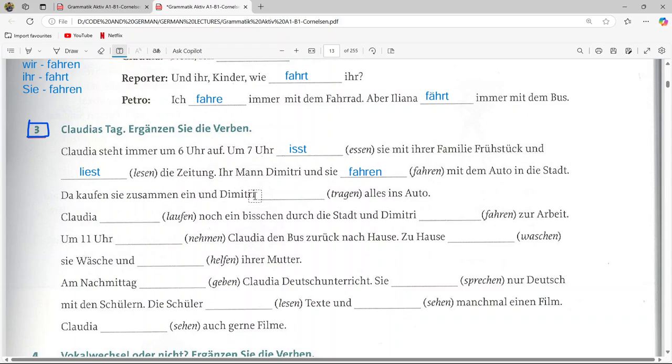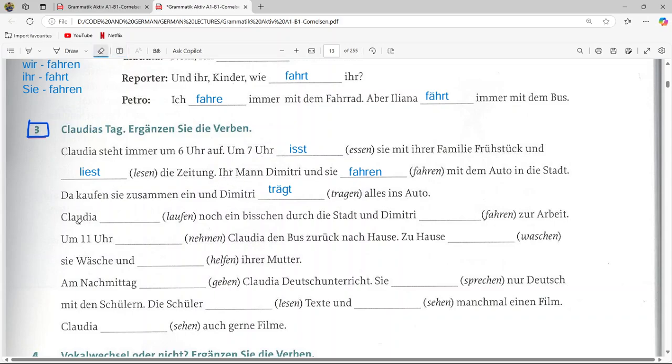Und Dimitri, so talking about a male person, so it can be replaced with er. And for er, the verb conjugation of tragen will become trägt. So er trägt alles ins Auto. So he carries everything in the car.